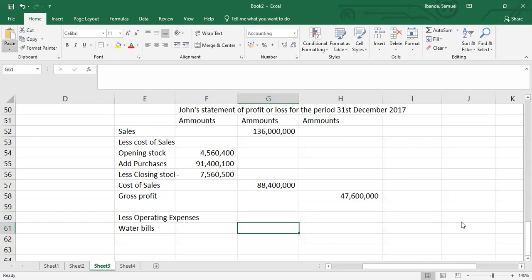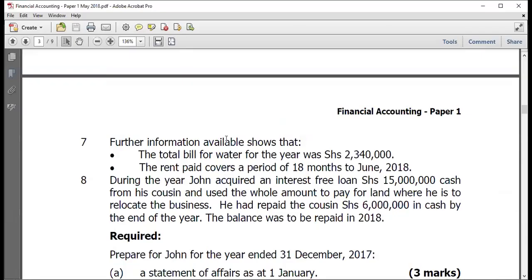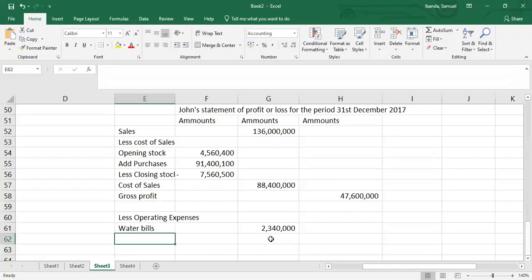I'll do the same thing also for rent. And by the way, this is how it happens. For example, the exam is going to end at 36 minutes. So you're trying to get some few marks, okay? So this is rent. Sorry, I copied again the word rent instead of the amount.